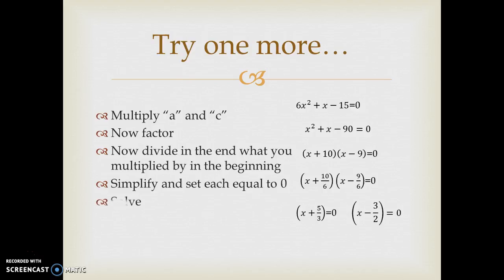And then finally, I solve each one of them from 0. So I subtract 5/3 from both sides, and I get x equals negative 5/3. And add 3/2 to both sides, and I get x equals 3/2.